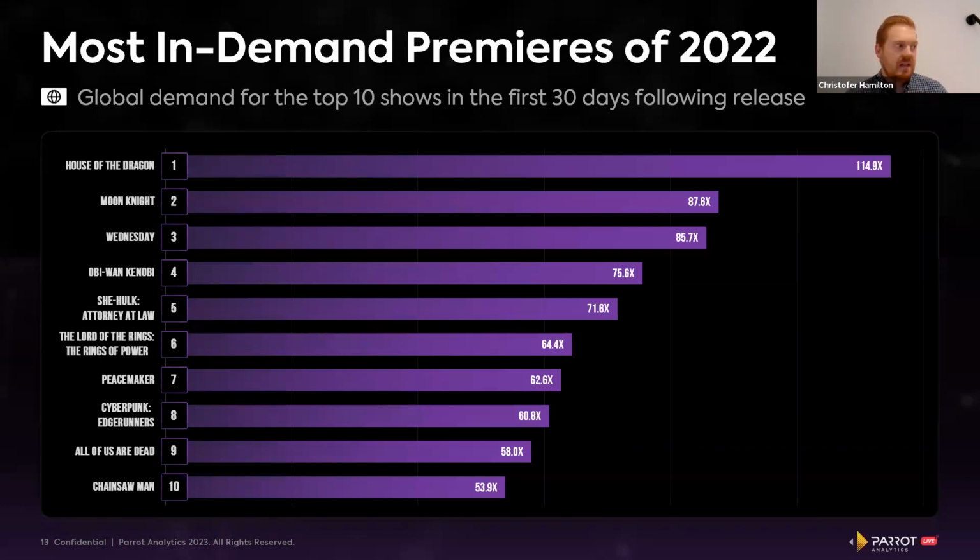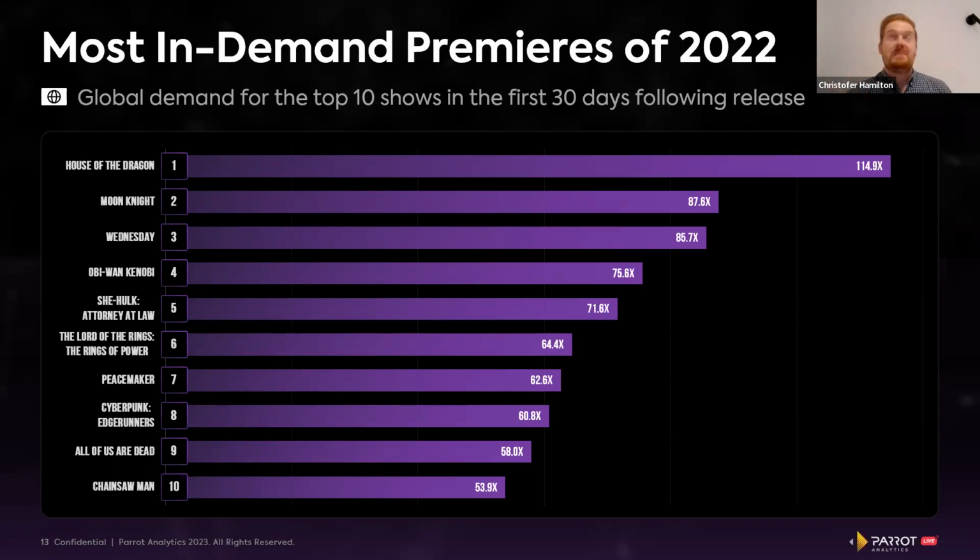A few other things I want to call out here. We see 3 of the 10 most in-demand new series premieres of the year were Disney Plus originals. So we've got Moon Knight, Obi-Wan Kenobi, and She-Hulk. So a good balance across their 2 major franchises, Star Wars and Marvel. And then also 3 of the most in-demand new series premieres were from Netflix. So leading the pack, there's Wednesday in 3rd place. Cyberpunk Edgerunners, All of Us Are Dead.